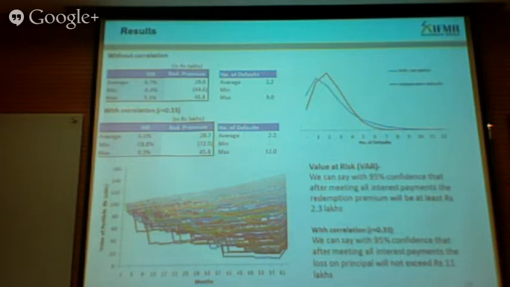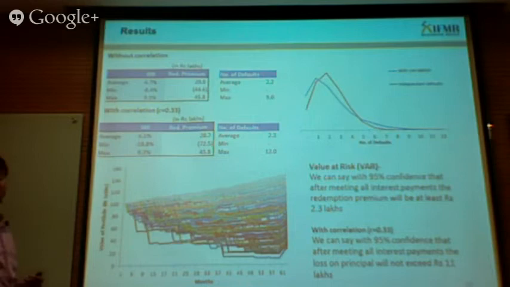Again, we started with value at risk. You know, we have a portfolio of assets. How do I get a value at risk? Now, once you have all the redemption premium and internal rate of return with you, if you just sort it out, take the bottom 5%, that's your 95% confidence limit mark.